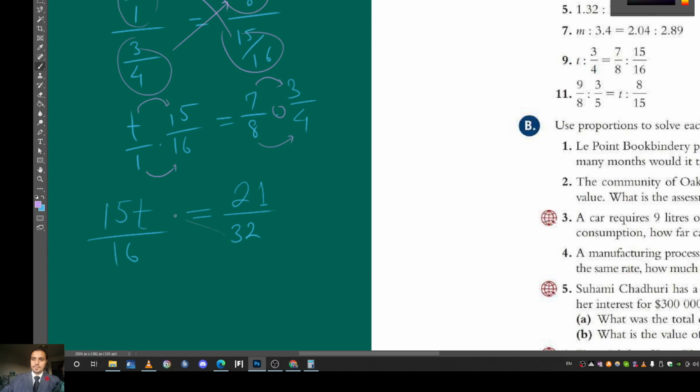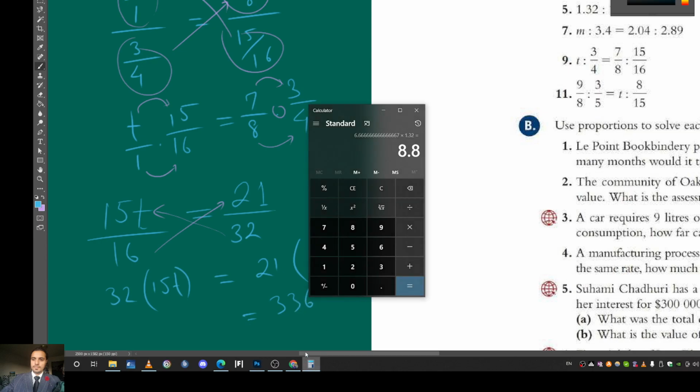Now we do cross multiplication again. This gets multiplied here, this gets multiplied here. 32 times 15t equals 21 times 16. So what's 21 times 16? Let's check that. 21 times 16, 336.